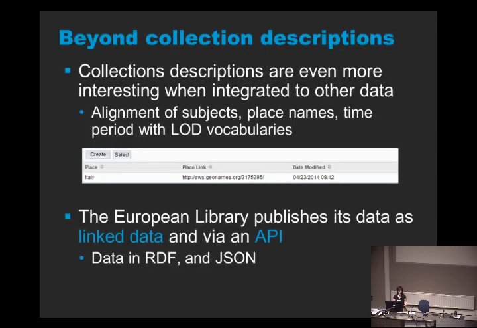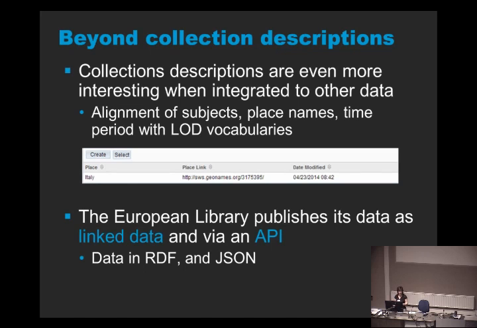So we have seen, in fact, the real value of this collection description is when they are integrated with other data, so with research data, but also other data that are available on the web. So what we are looking at now is really to curate the current collection description we have by aligning the entities we have identified within this description to vocabularies that are available on the web.